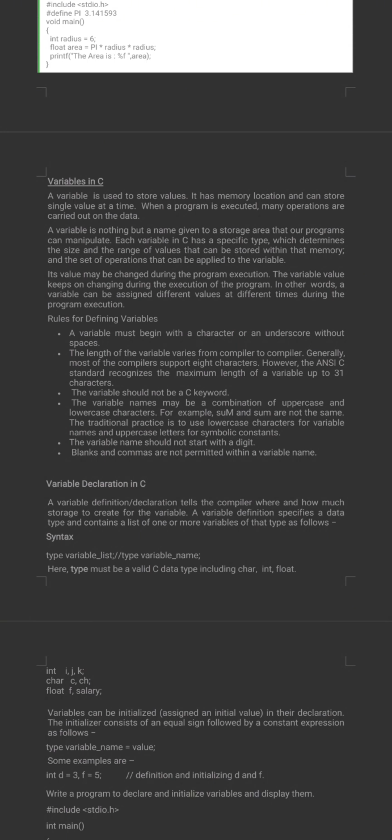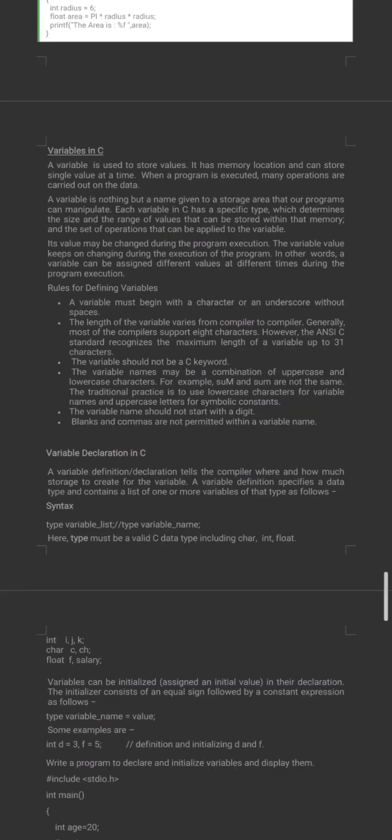But giving short names for variables will be good for writing programs, and it will be easy for access also. And a variable should not be a keyword. Variable names may be a combination of uppercase and lowercase characters. And the variable name should not start with a digit. Blanks and commas are not permitted within a variable name.